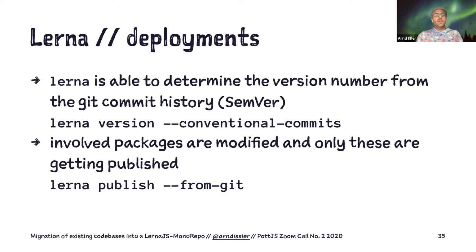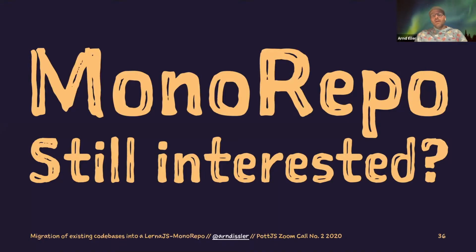And if you want to publish packages, and only those which are affected from one publish to another, then you can just run lerna publish from-git, which has a look at the Git history and checks which packages have changed from the last publish up to now. So these are the basics.